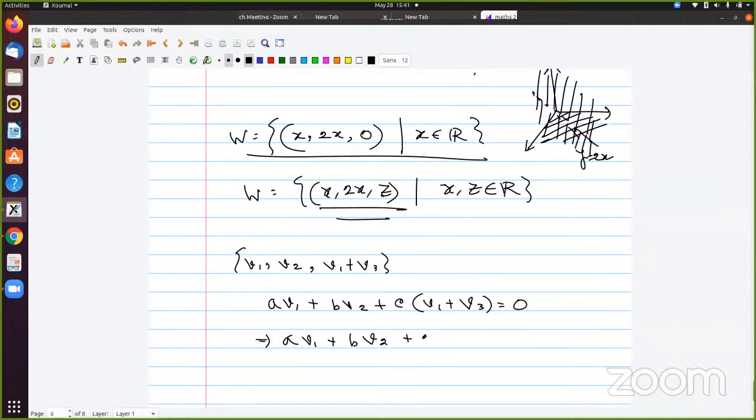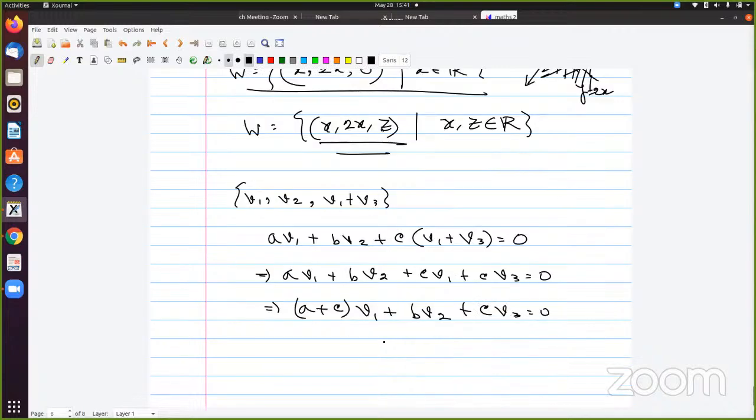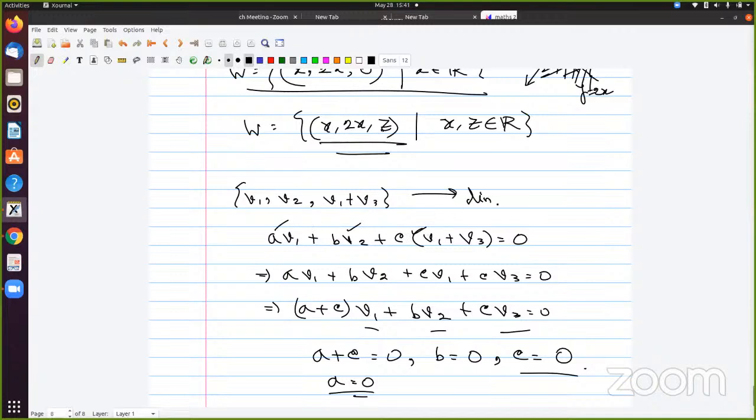So I will break it down, and I will take V1 common. So (A plus C) V1 plus B V2 plus C V3 equals 0. Right? Now what do I have to do? Now V1, V2, V3 are linearly independent, that we know. So this A plus C must be 0, B must be 0, C must be 0. Now once C is 0, A must be 0 from the first equation. So indeed A, B, C are 0. So this is linearly independent, hence a basis.